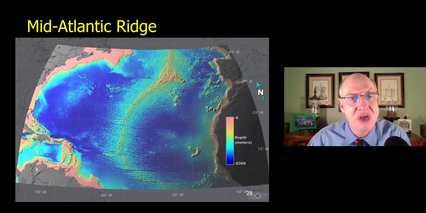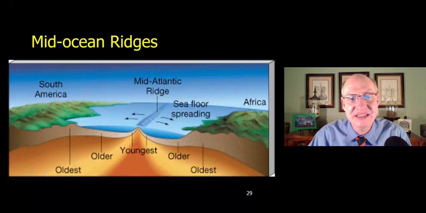So here's the eastern seaboard of the United States. Here is Europe over here. And cutting down the middle of the Atlantic Ocean is a giant Mid-Atlantic Ridge. This is a place where hot material from the mantle is rising up to the crust, and as it rises up, it pushes the oceanic crust to the west and to the east. So some of it is spreading to the east and some of it is spreading to the west.